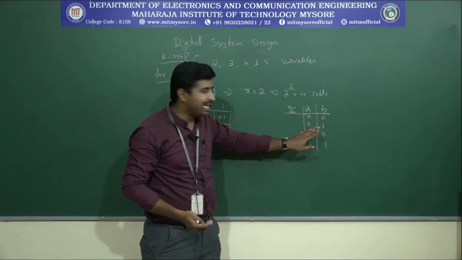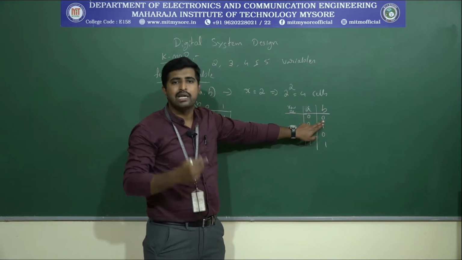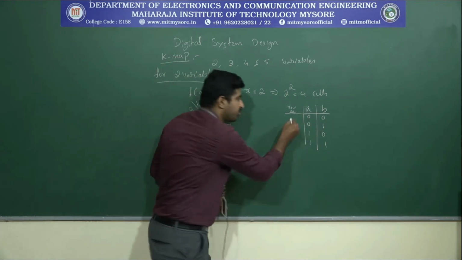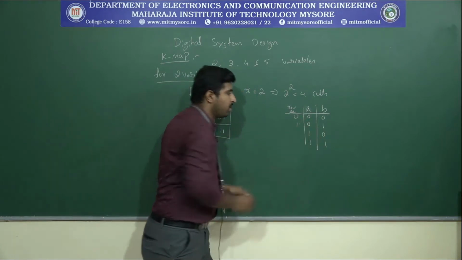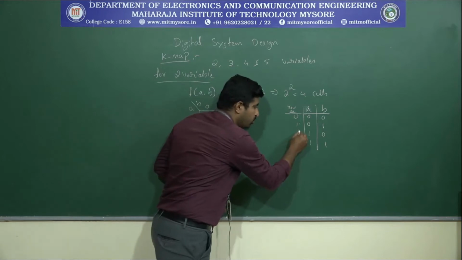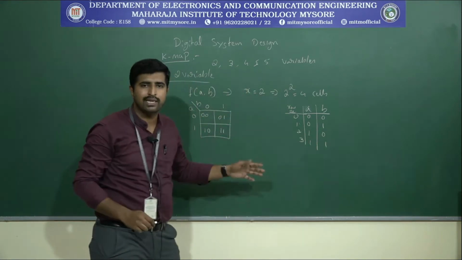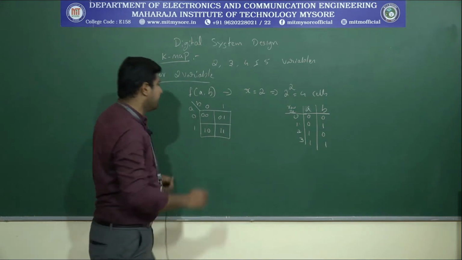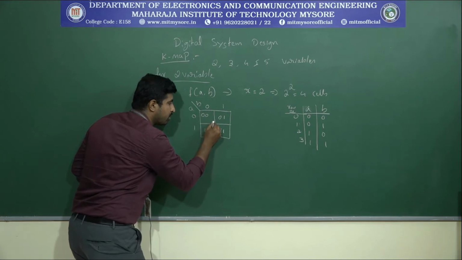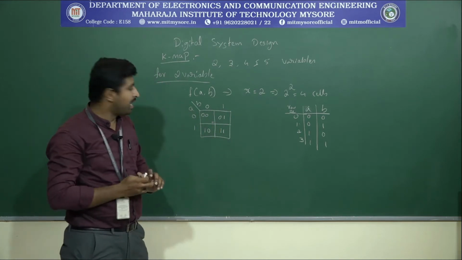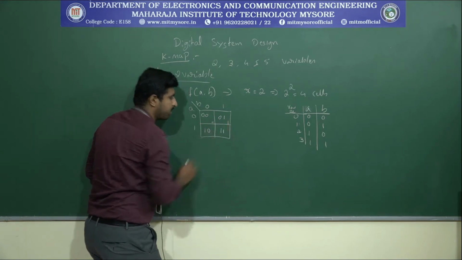So in this truth table, we have 0 0, which corresponds to the decimal value 0; 0 1, decimal value 1; 1 0, decimal value 2; and 1 1, decimal value 3. That's the 0 to 3, the 4 combinations. Similarly here also, for 0 0 the cell number is 0. Okay, and the next is 0 1, so the cell number is 1.